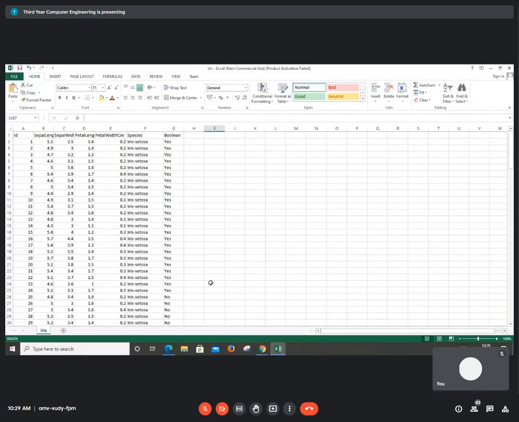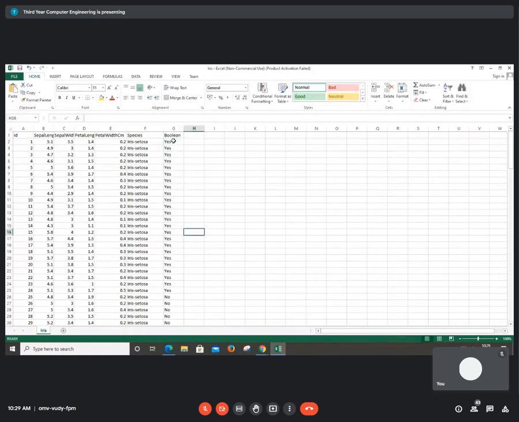Yes or no? Can we use the character kind of data to apply on any formula? No, sir. We cannot. Yes, we cannot apply any character kind of data in the formula.